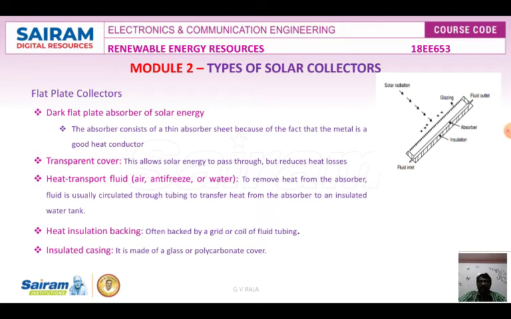It can be subdivided into two categories. One is the flat plate collector, another one is the concentrating collector. Flat plate collector means the collector is flat in shape, for example, a solar water heater collector. It is a flat size. Concentrator collector means the collector shape will change depending upon the application where we are using it.